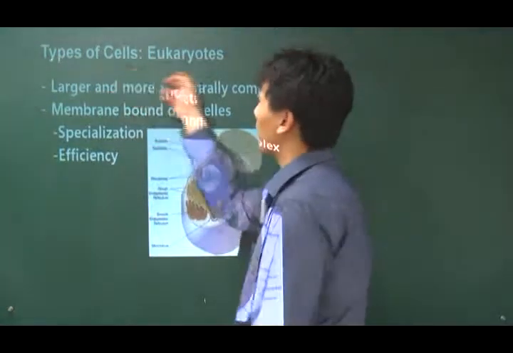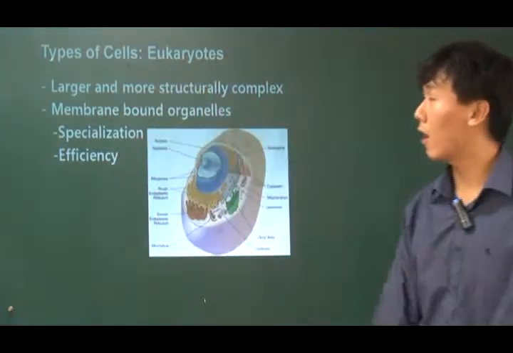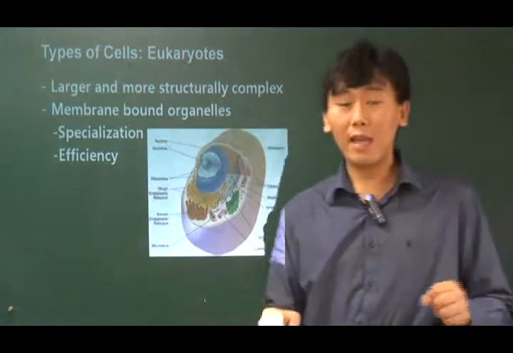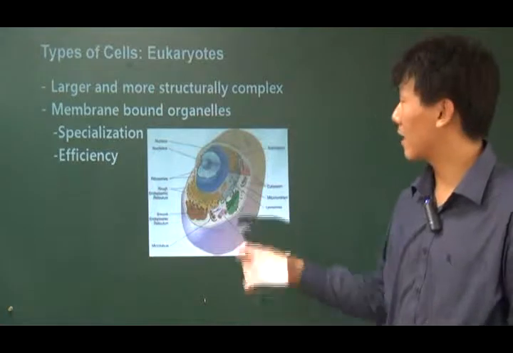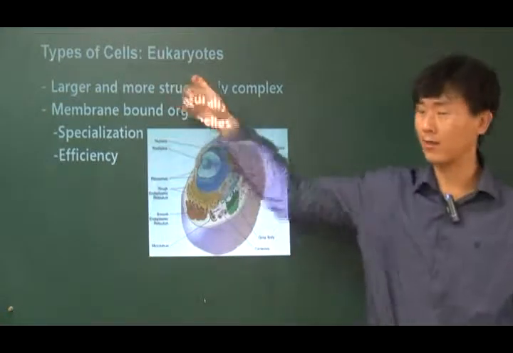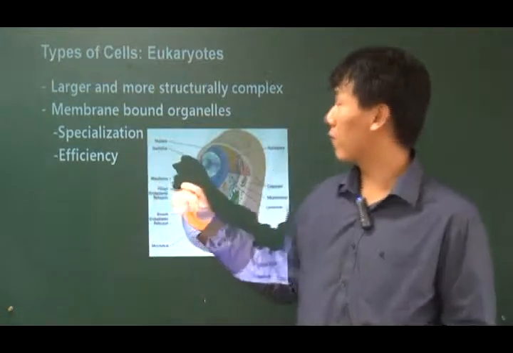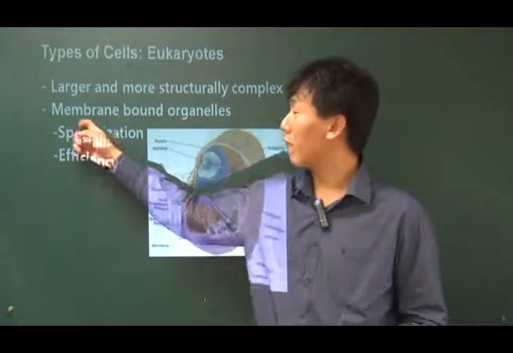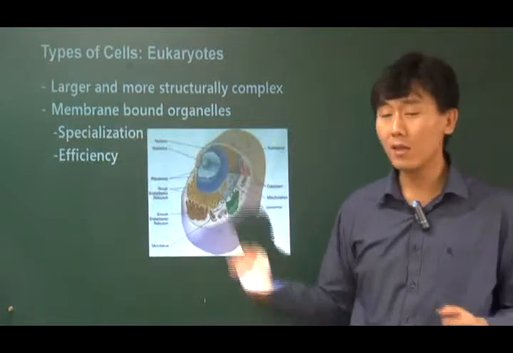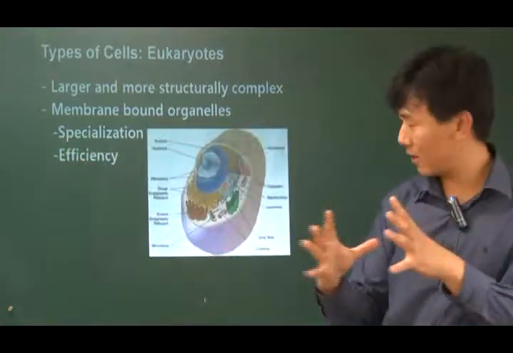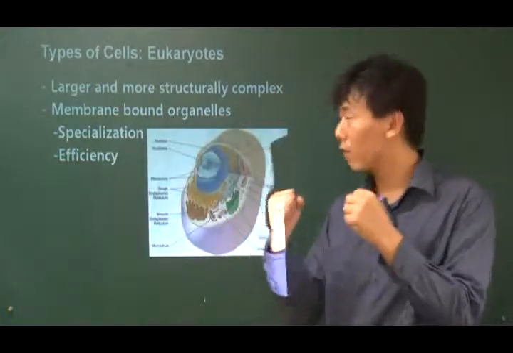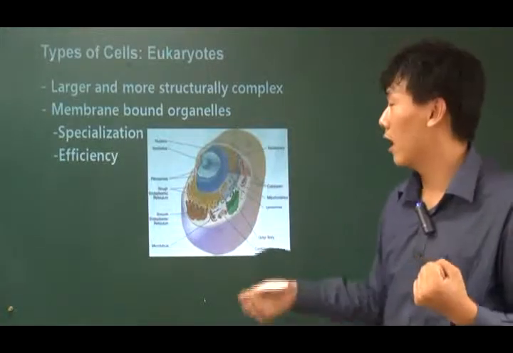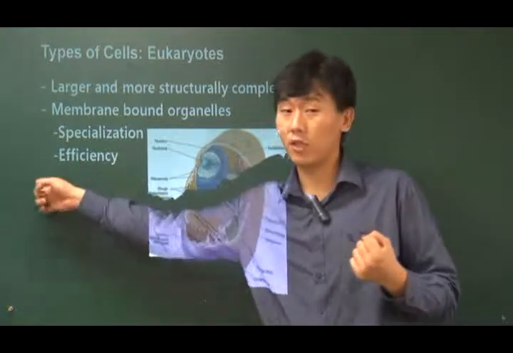Next, we have the type of the eukaryotes. These are large and more structurally complex. Everything you can see, every living organism you can see is going to be made up of eukaryotic cells. Okay? Some of the differences are they're larger and more structurally complex, but they have more membrane-bound organelles. What this allows is that each organelle can specialize. They can perform their own duties rather than everything being mixed in together. And then this raises efficiency a lot.